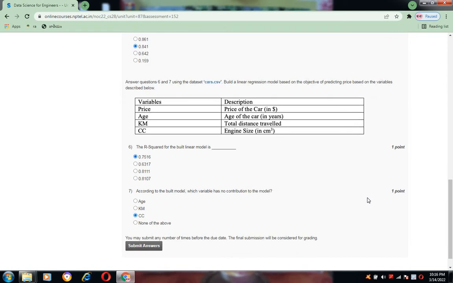Now coming to question number 7, according to the built model, which variable has no contribution to the model? So here the variable CC has no contribution. So I declare CC as the correct answer.